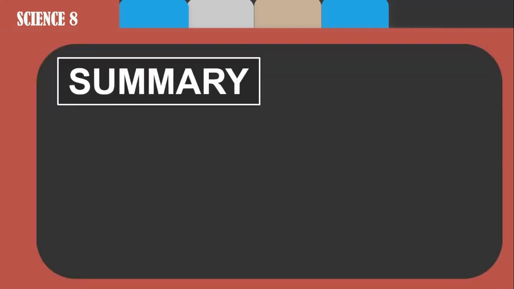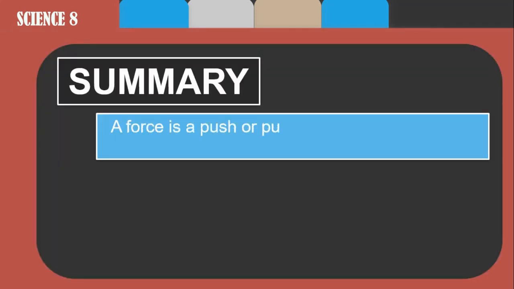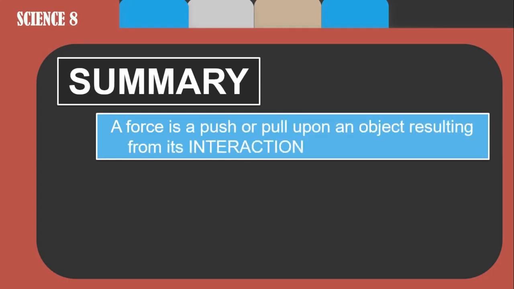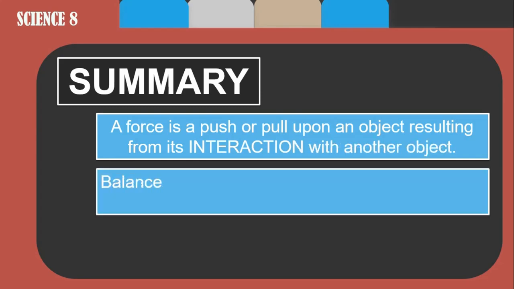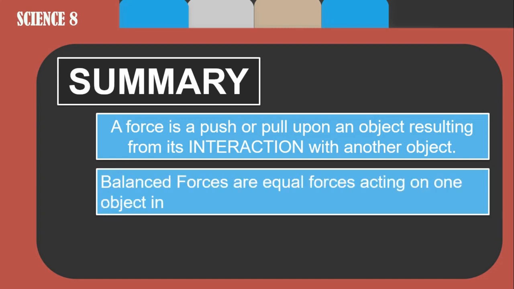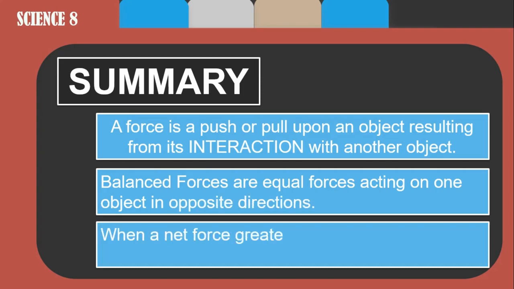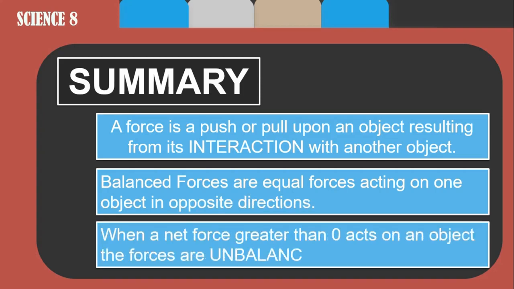As a summary, today you learned about forces. Let us keep in mind these three ideas. A force is a push or pull upon an object resulting from its interaction with another object. Balanced forces are equal forces acting on one object in opposite directions. When a net force greater than zero acts on an object, the forces are unbalanced.